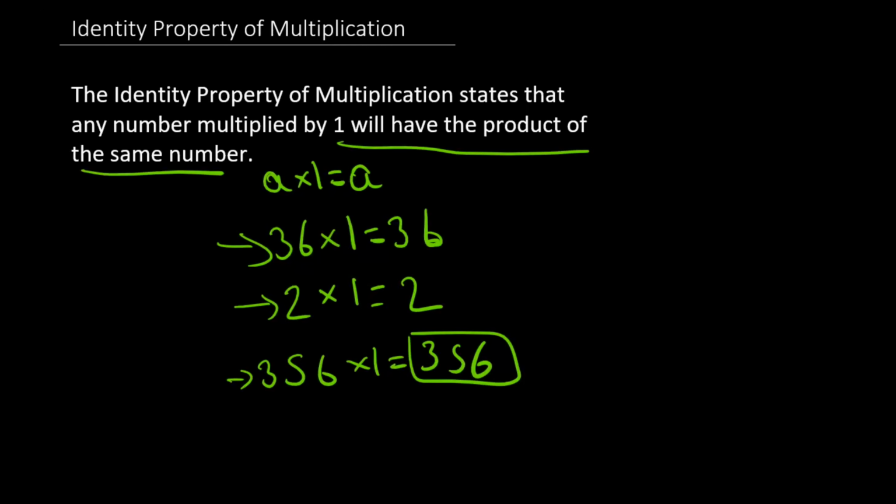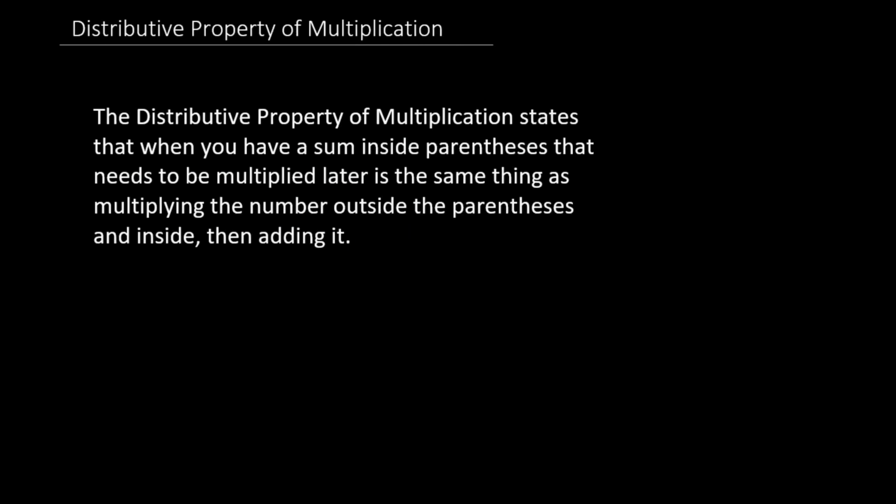And now let's do the other property of multiplication. The other property of multiplication is the distributive property of multiplication. So what is the distributive property of multiplication? It states that when you have a sum inside parentheses that needs to be multiplied by a number outside, it is the same thing as multiplying the number outside by each number inside the parentheses.